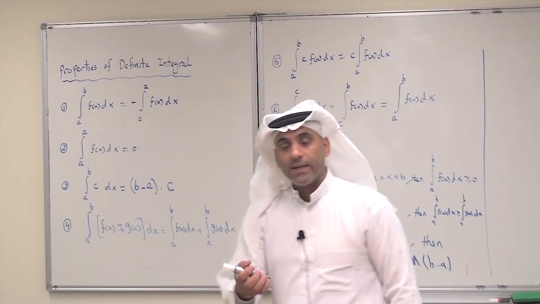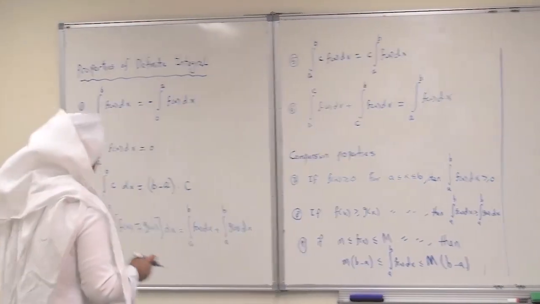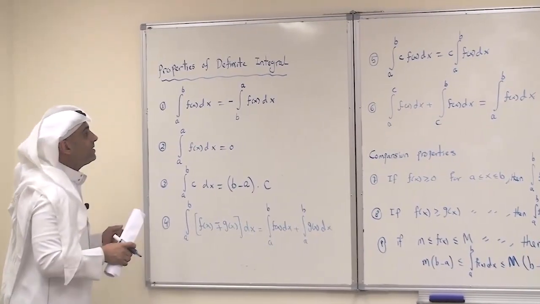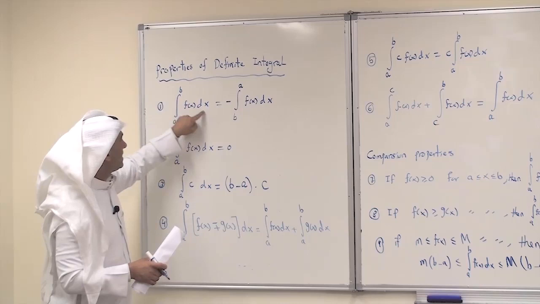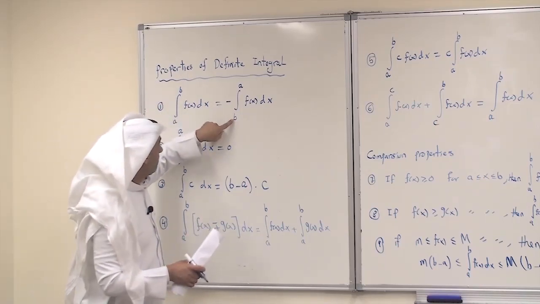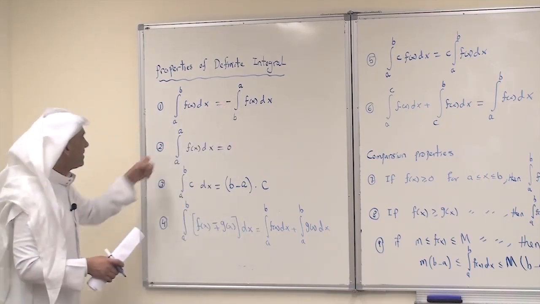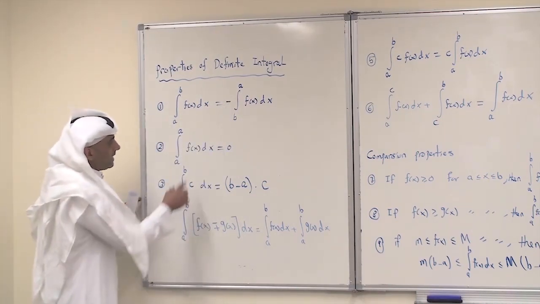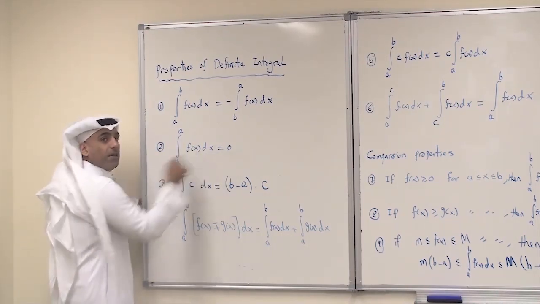Now we'll talk about some nice properties of the definite integral. We have some properties of definite integrals that are seen from the definition. First, the integral from a to b of f of x dx: if we switch the boundary points, it will be from b to a, but we need to keep a minus sign. The second one says if you integrate a function from a point to the same point, the answer will be equal to 0.